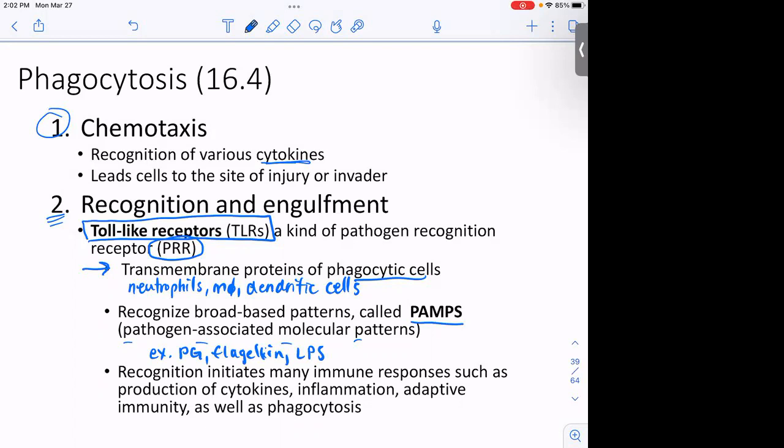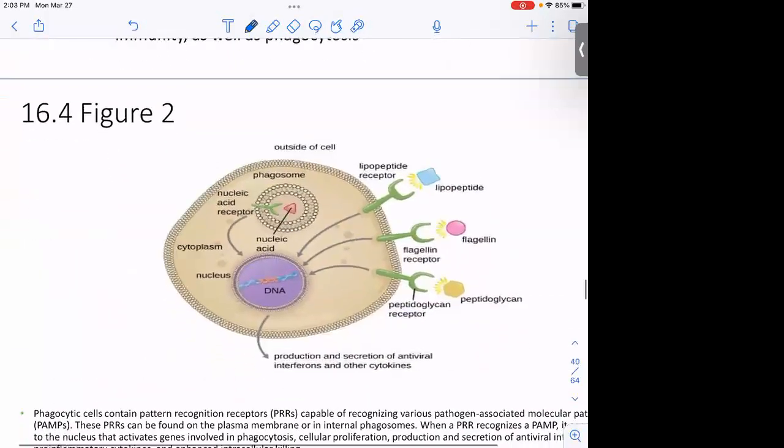And when those toll-like receptors recognize PAMPs, that's going to not only tell the cell that, yes, this is something that should be phagocytized, we should get rid of it, but it's kind of like a burglar alarm. It will send out signals to lots of other cells, like, hey, there's a pathogen here, there's an invader. We need to start some inflammation. We need to maybe get complement activated, lots of other mechanisms of immunity to fight this invader.